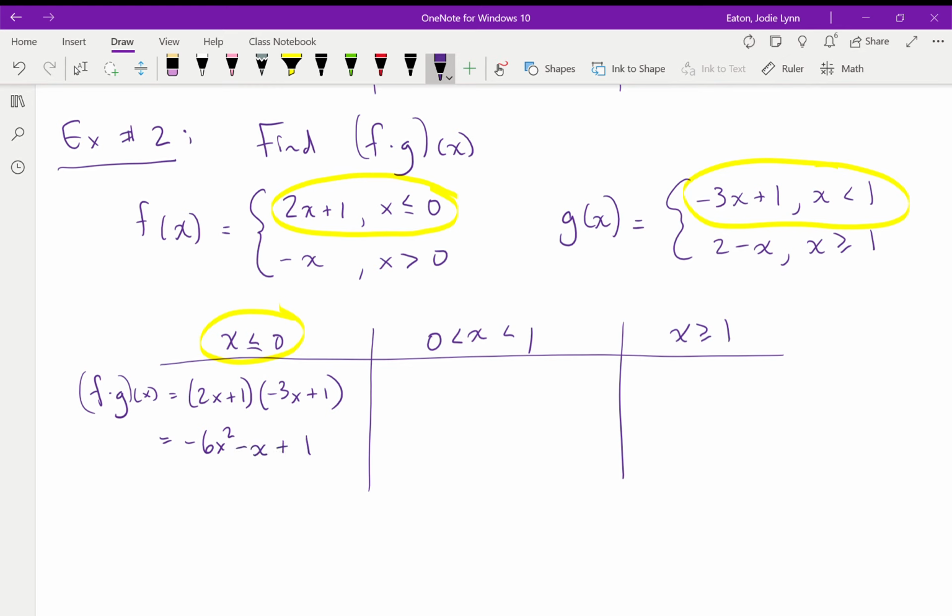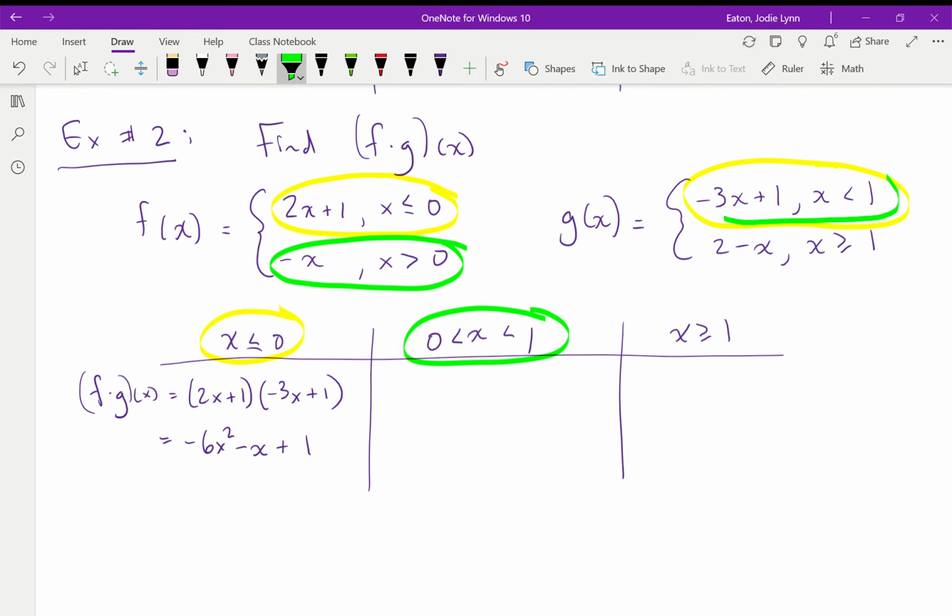So now what happens when we're between 0 and 1? We've gotten bigger than 0. So for this region, we are going to use x greater than 0, so we're going to use negative x. But we're still less than 1, so we are going to keep using that same function for g. So now our f times g of x, fg of x, is going to be equal to negative x times negative 3x plus 1, which gives us 3x squared minus x.